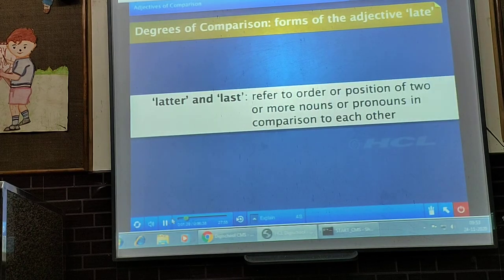The adjectives latter and last refer to order or position of two or more nouns or pronouns in comparison to each other.